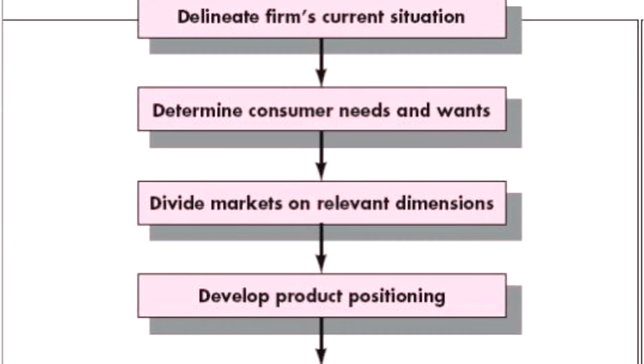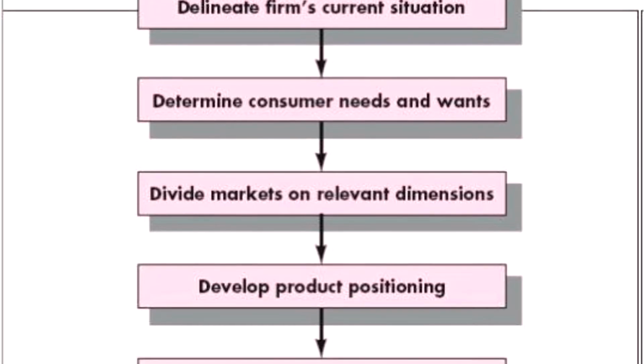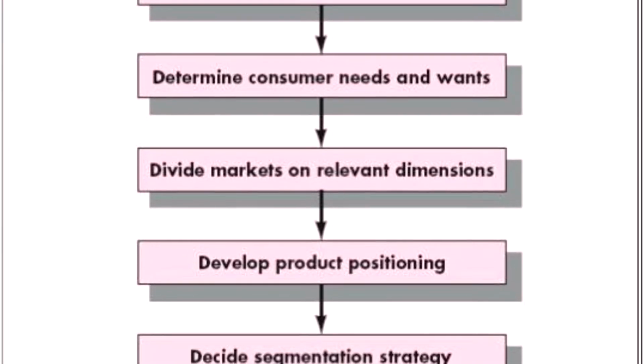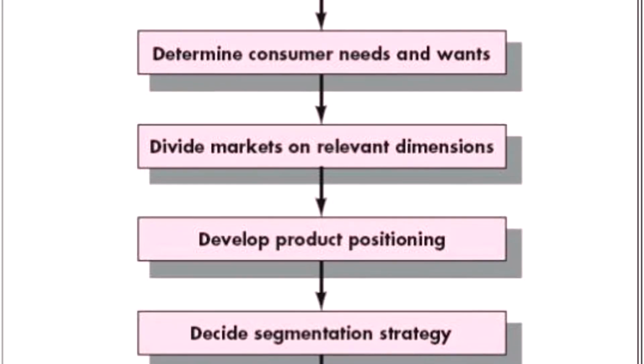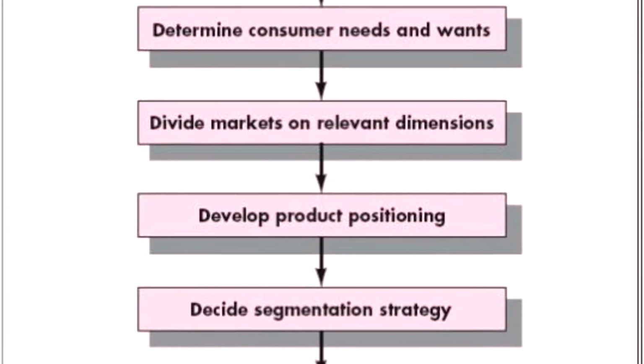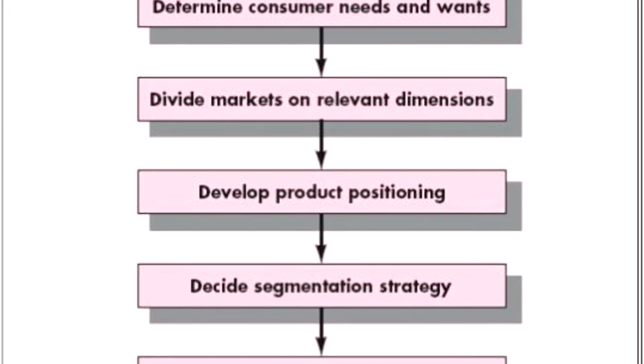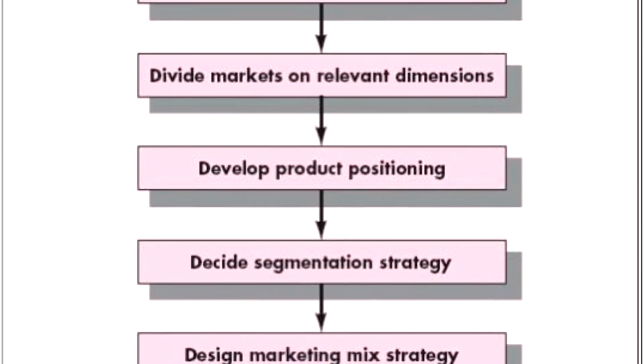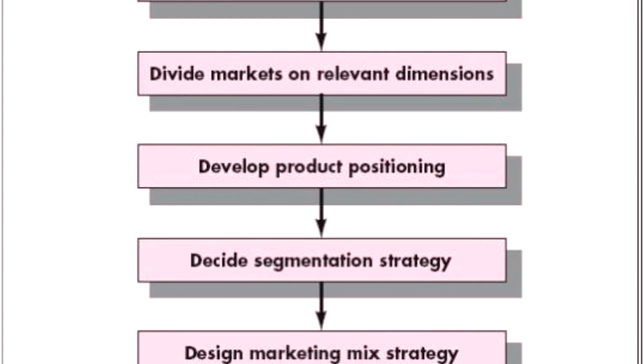The process of using market segmentation to identify an organization's target market is achieved by following the 6 steps outlined in the market segmentation model. These 6 steps are: 1. To delineate the firm's current situation. 2. Next, we must determine consumer needs and wants. 3. Third, we must divide the market on relevant dimensions. 4. Fourth, develop product positioning. 5. Decide the segmentation strategy. 6. Finally, we must design a marketing mix strategy.